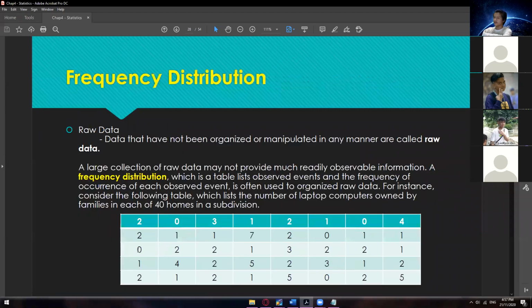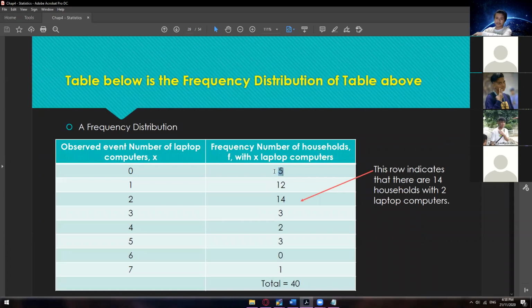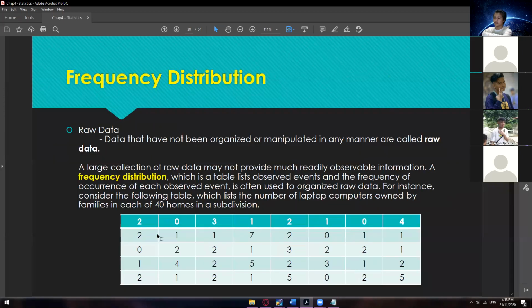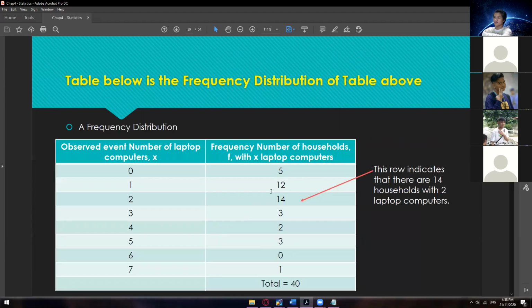And then from here, count the data, how many times it occurred. Let's say 0 here, 0 here, 0 here, and then 0 here, and then here. So if I'm not wrong, we have 5 zeros, so it occurred 5 times. And then for 1: 1, 2, 3, 4, 5, 6, 7, 8, 9, 10, 11, 12. Yeah, 12 ones.